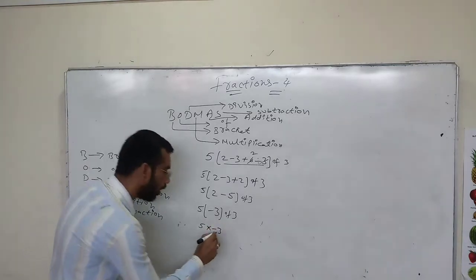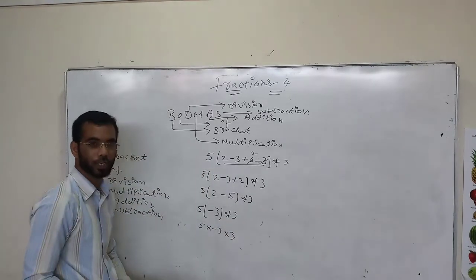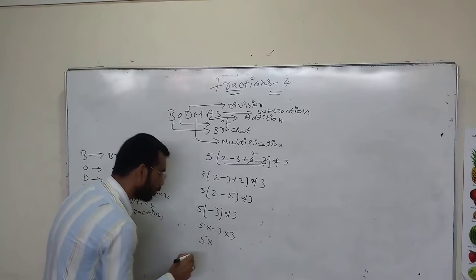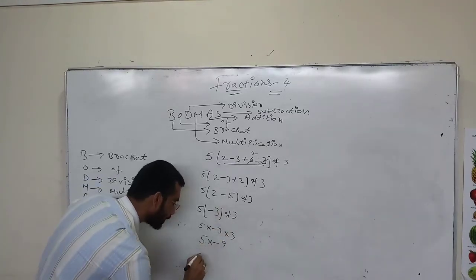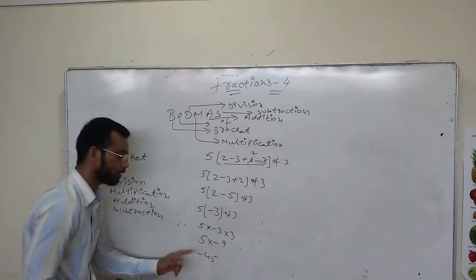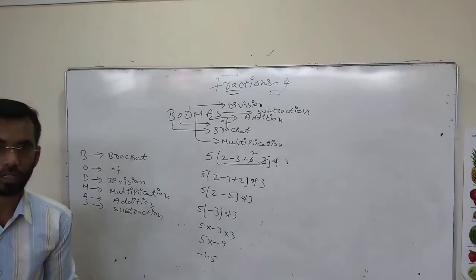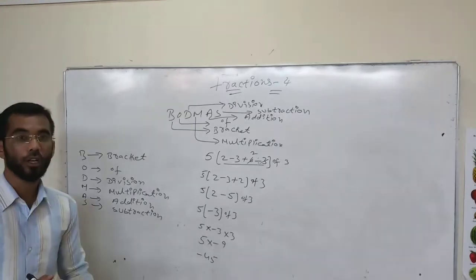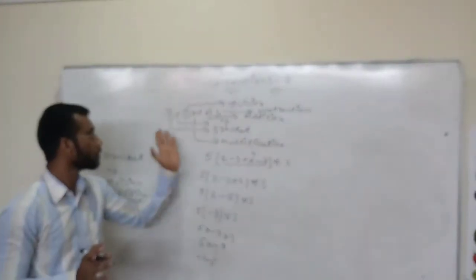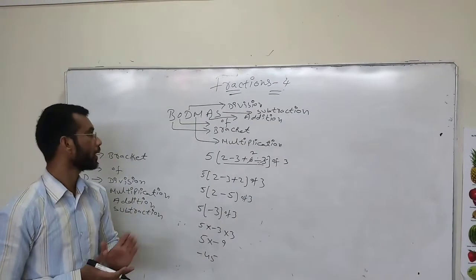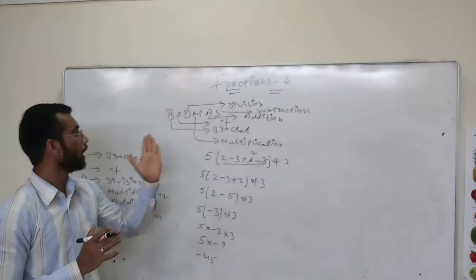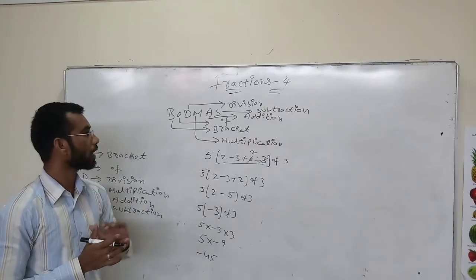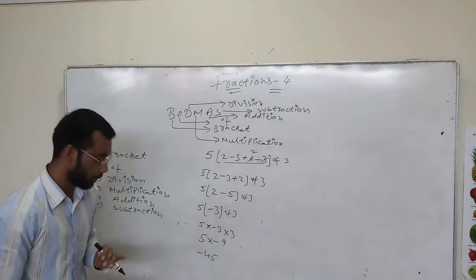Now, after this, of is multiplication. 5 into minus 9. Now, 5 nines, how much will it be? 45. So minus 45. This is the answer. Understood? In this way, you have to do the problem. What we have to do? First of all, we should check the bracket. Then of. Then D for division, M for multiplication, A for addition. Then go for the subtraction.